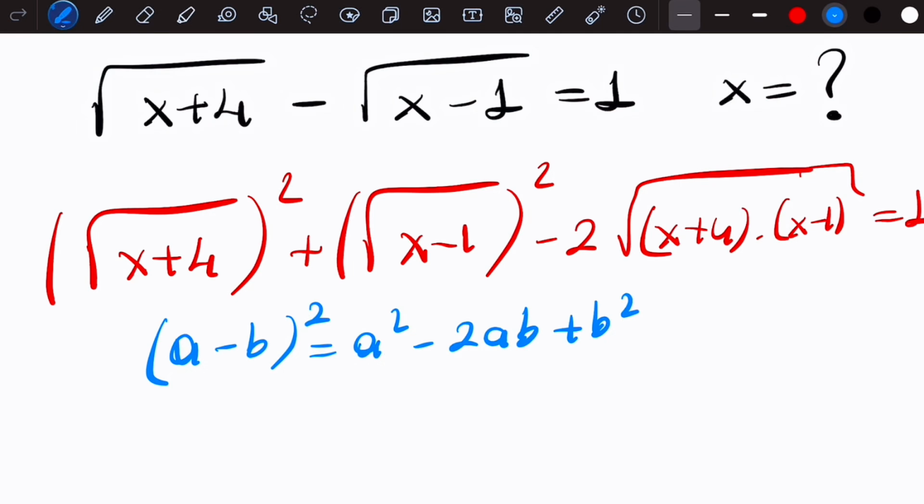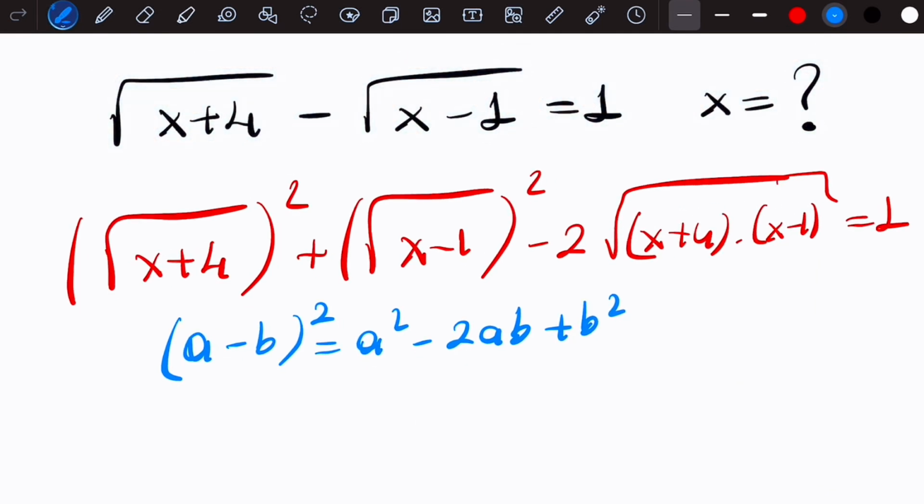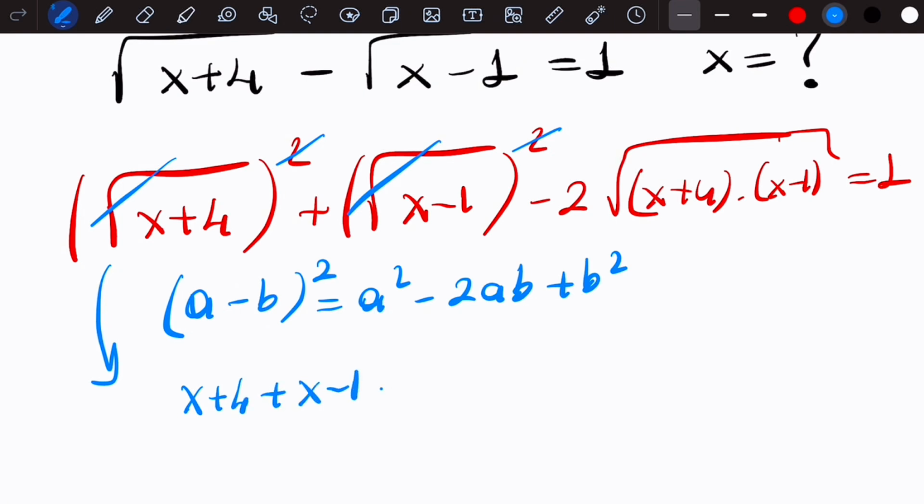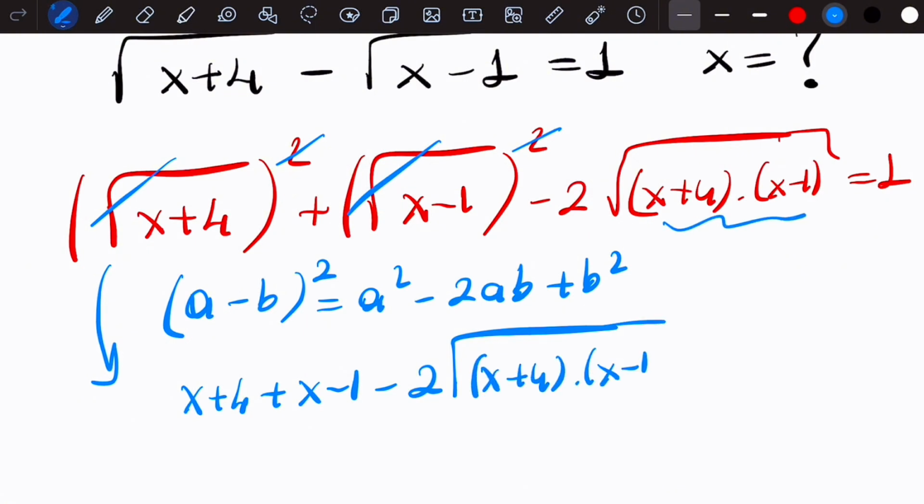If I continue now, if you pay attention to the 2 here with the square root, and the 2 here with the square root, they will cancel each other. So what will we have left? x plus 4 plus x minus 1 minus 2 times the square root of x plus 4 times x minus 1, equal to 1.